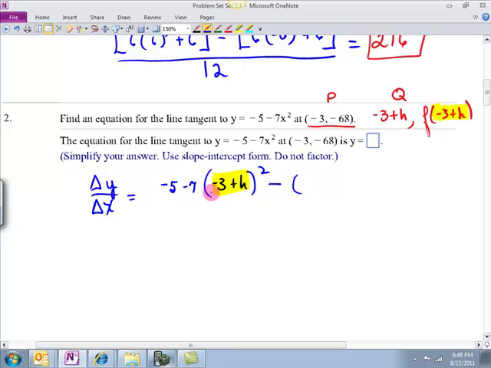This is one y value. What's my other y value? Negative 68. Okay. All right. So that's the difference in the y's. And what do I put down here? Difference in x's.